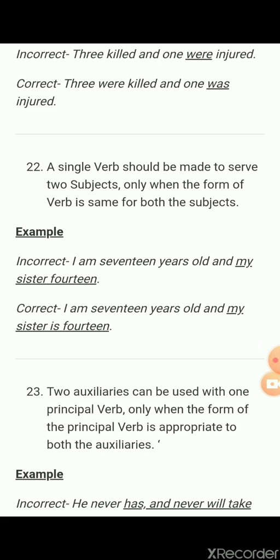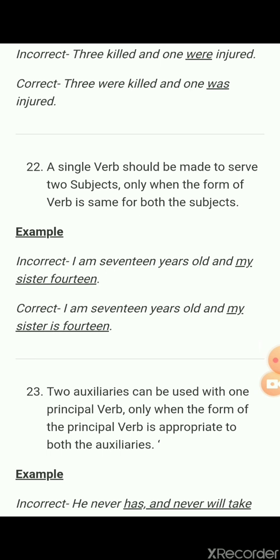Rule number 22: a single verb should be made to serve two subjects only when the form of the verb is the same for both the subjects. A single verb can serve two subjects, meaning one verb can work for the two subjects provided the verb is the same for both. For example, incorrect sentence: "I am 17 years old and my sister 14." Correct: "I am 17 years old and my sister is 14."